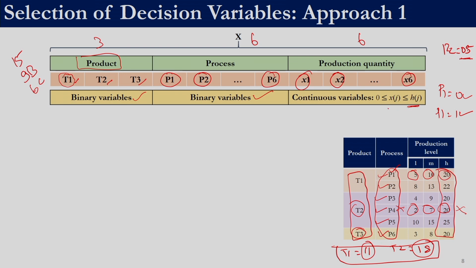So, there are 6 variables. The upper bound of the first variable is 20, the upper bound of the second variable is 22, the upper bound of the third and fourth variable are 20, the upper bound of the fifth variable is 25 and the upper bound of the sixth variable is 20. So, the upper bound is clear. Coming to the lower bound, the question is, should the lower bound be 0 as we have shown here, or should the lower bound be 5, 8, 4, 2, 10, 3.